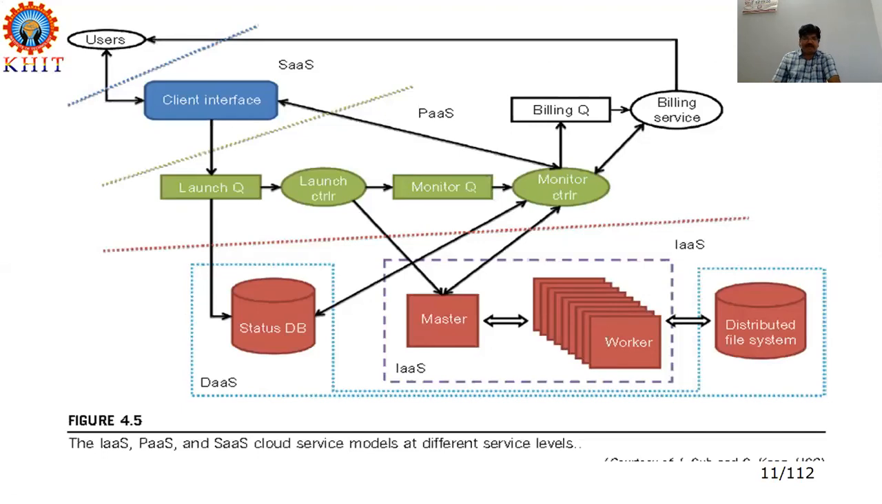Now we can consider the service levels and the cloud service models at different levels: infrastructure level, platform level and software level. The end user wants to communicate with the services offered by the provider in different scenarios with the help of software as a service, platform as a service and infrastructure as a service. Also one more is DaaS, database as a service. Finally, they can communicate with the distributed file systems.